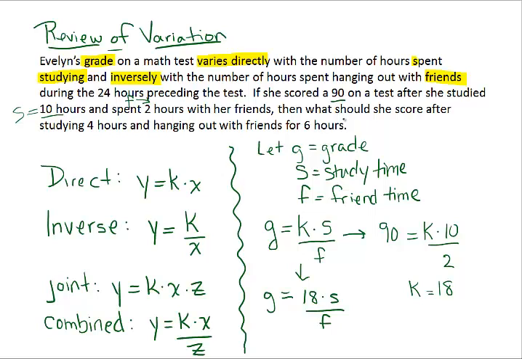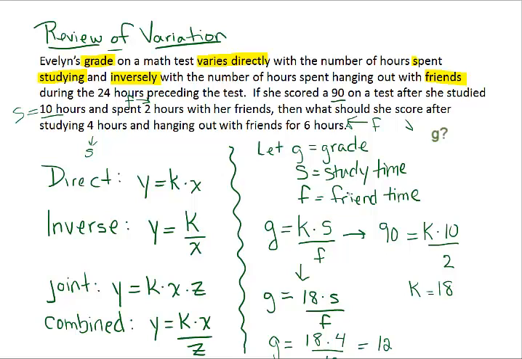They say, then, what would she score? So I'm trying to find G this time. What would she score after studying 4 hours? So this is going to be S for 4. And hanging out with friends, that's going to be our 6. So if I replace this, I want to find what is G if I have 18 times my S, which is 4, and divided by 6, which is my number of hours for friends. And if I simplify this, it gives me 12.